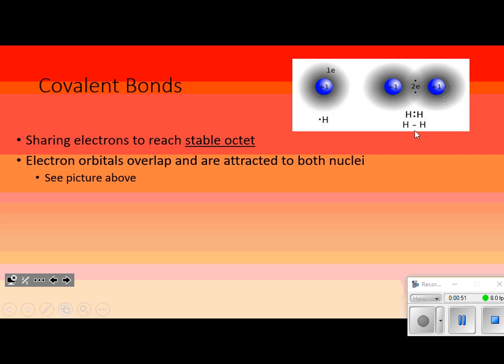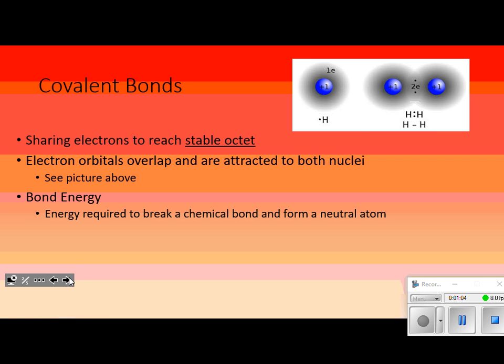And what that line represents is an overlapping. It's almost like a Venn diagram where in between the two is the two electrons. These are attracted to both nuclei. This creates a bond. Bond energy is referring to the energy required to break that chemical bond. Since there's attraction between positive and negative, there must be energy needed to overcome that attraction. And this is a calculation that we can do within chemical reactions.